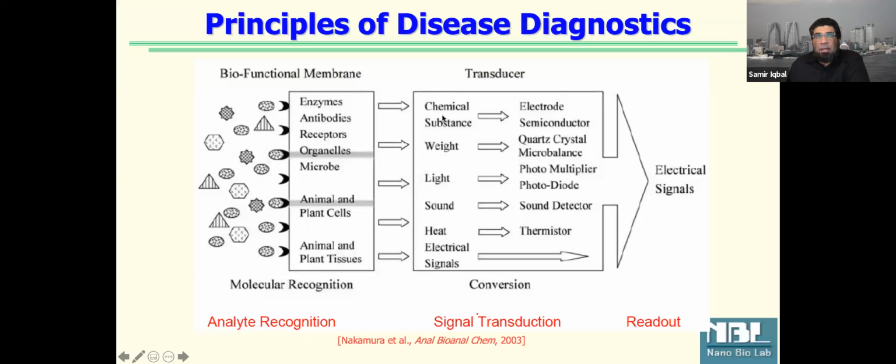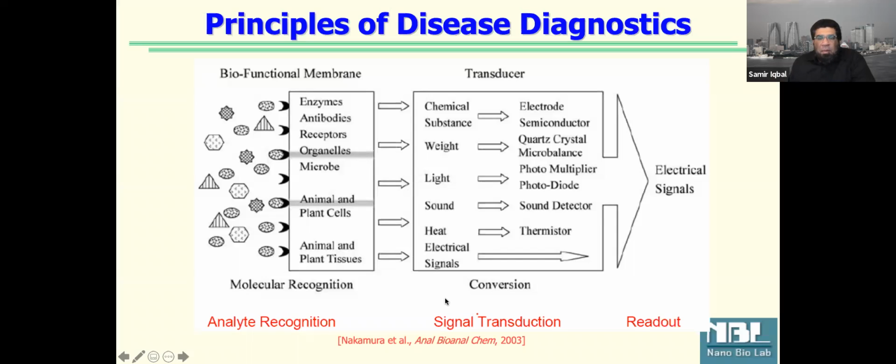That change can be a chemical change, can be the weight, can be light, sound, heat, a bunch of changes that we can measure. But most of the time it happens with some devices like electrodes or microbalance or photomultiplier or photodiodes or thermistors. So there are many different systems that can measure those changes. And at the end of the day, you want a readout, an electrical signal that comes out.